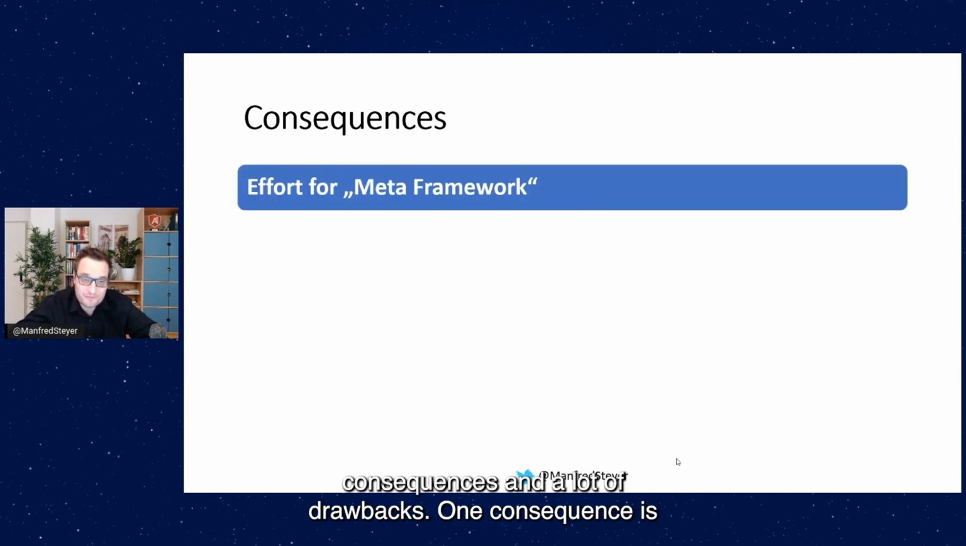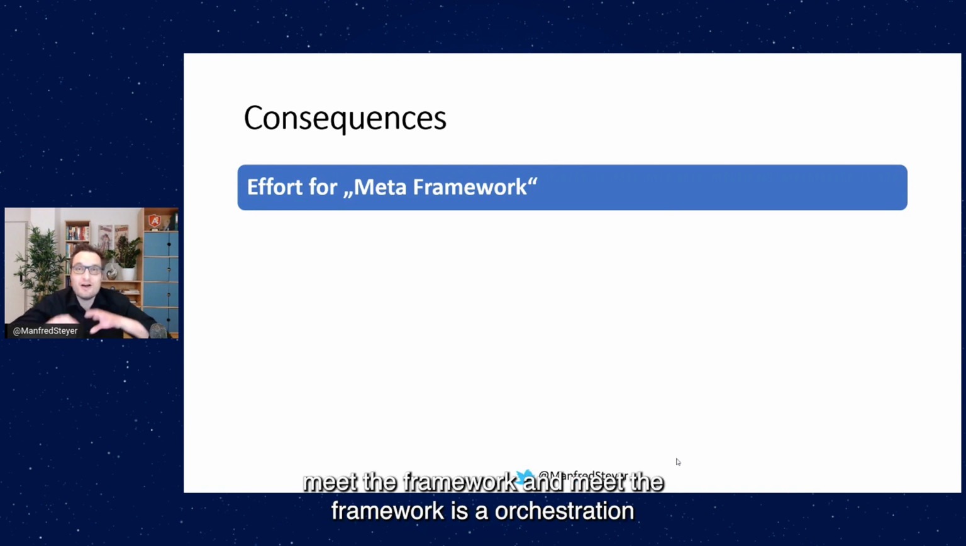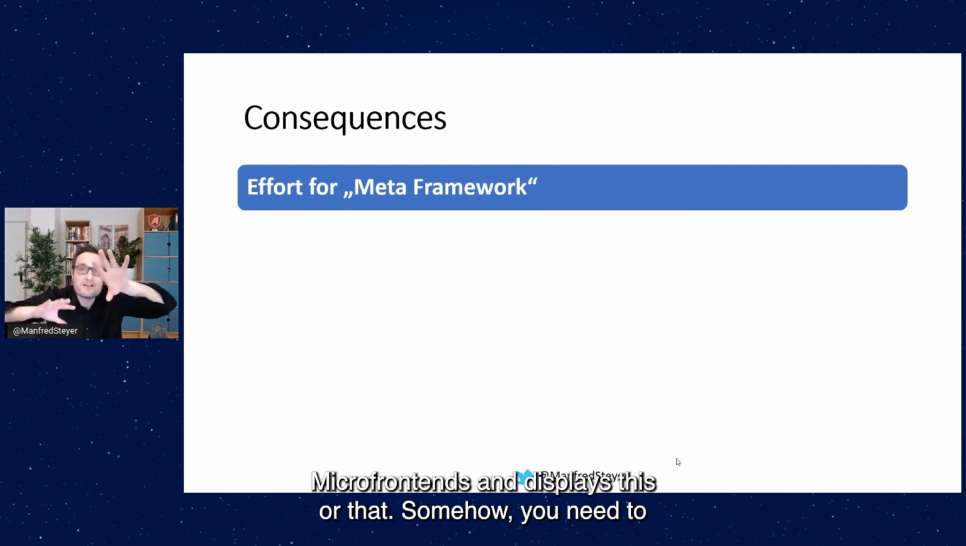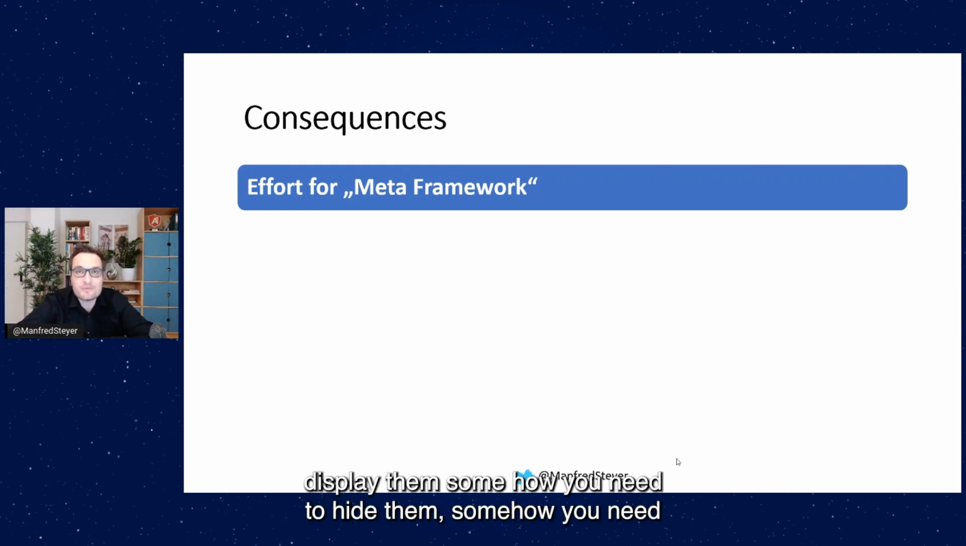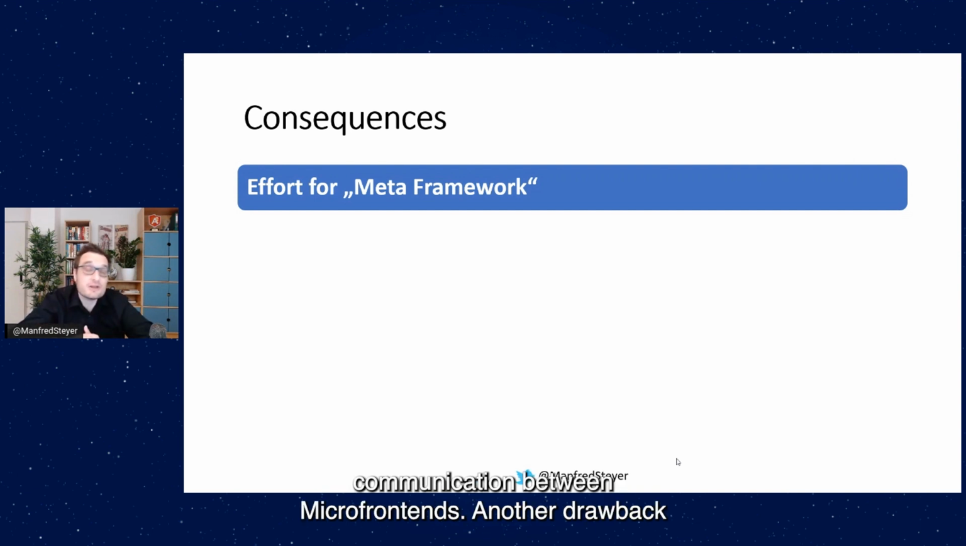One consequence is that a lot of teams had a lot of effort creating a meta framework. A meta framework is an orchestration layer that loads this micro frontend, that micro frontend, and displays this or that one. Somehow you need to display them, somehow you need to hide them, somehow you need to route between them. Also, communication is a topic, communication between micro frontends.